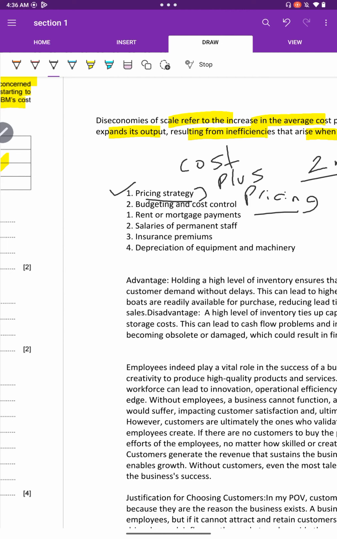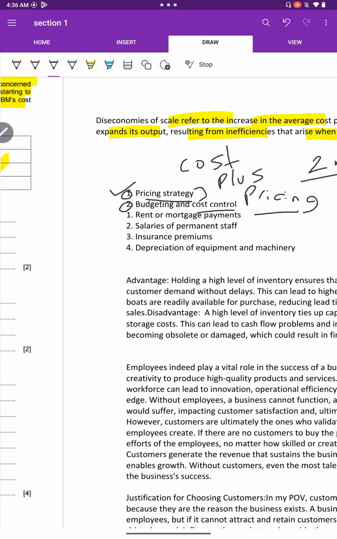So if we are using the cost plus pricing method, it is very important for us to know about the cost. That's why the first thing I would say is that we need the cost to price the product. The second one is budgeting and cost control.